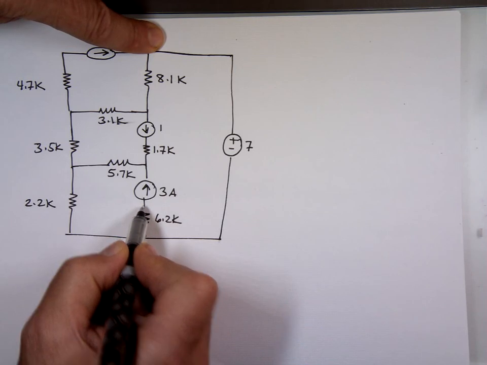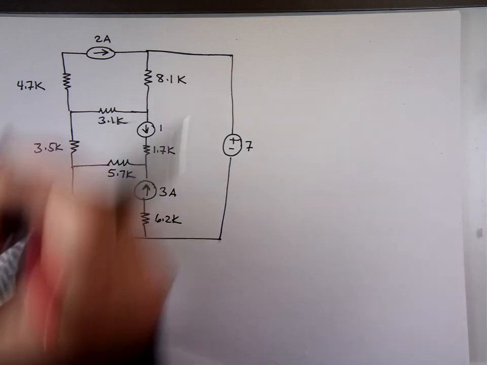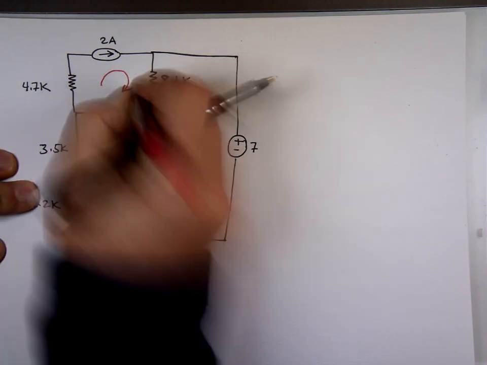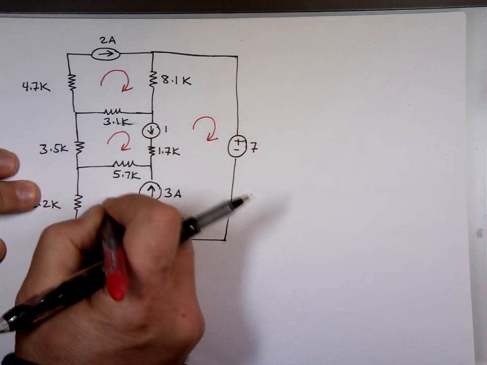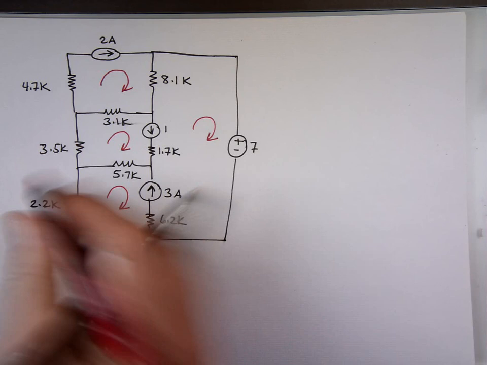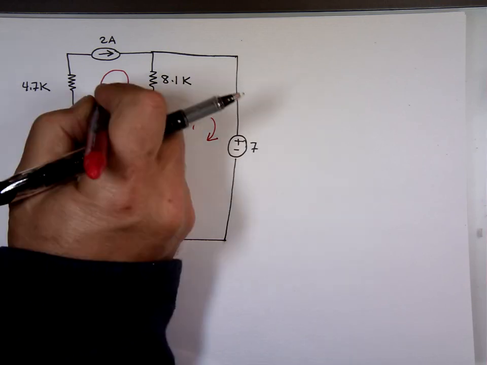If I do KCL here, mesh analysis, you can look, there's already 4 meshes there. That means the worst is going to be what? 4. But there's even good news for you. We know one of them already, the top one. What's the top one? 2 amps. There goes one equation. I'm down to 3 now.